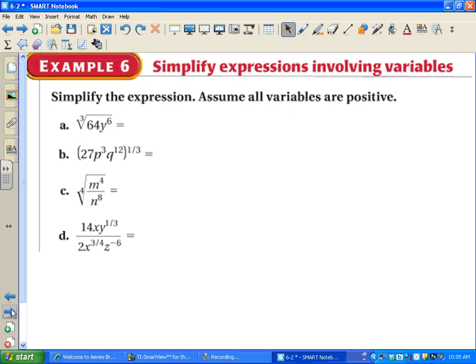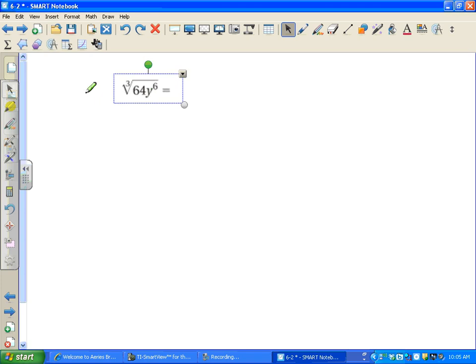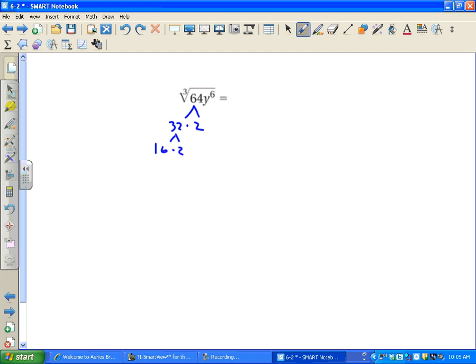Next up, as I said, things are going to get kind of tricky here. Take your time, get it right. Cube root of 64, y to the 6th. Break down 64. I'm going to break down 64 as 32 times 2. I'm going to break down 32 as 16 times 2. And then I'm going to break that down to 8 times 2, 4 times 2, and 2 times 2.